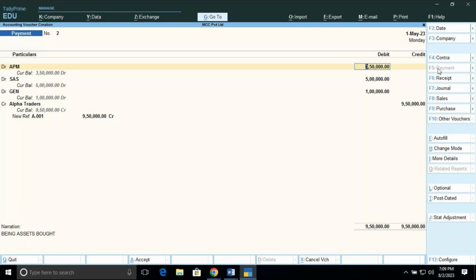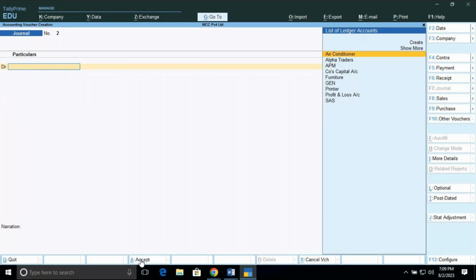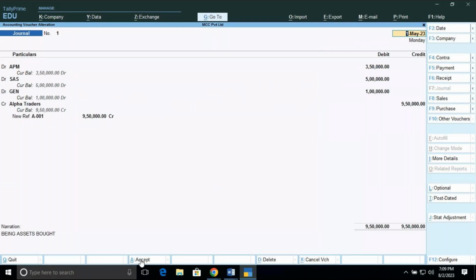Correct? No. So generally, these are the vouchers explained. You said it must be payment, which is not correct. So it has to be recorded in journal, F7. I'll click F7, journal voucher, and say Control A. As I told you, Control A to save, or you click accept. It will save. You do page up, it will show you. So now the transaction is recorded in journal voucher.